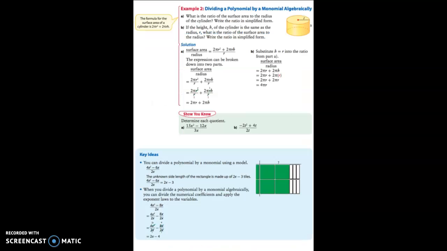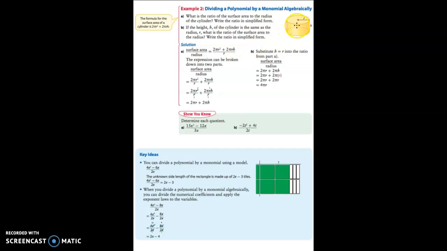Our second example is a problem-solving example, and you're being asked for the ratio of the surface area to the radius of the cylinder, and then write the ratio in simplified form. So what you need to do is find out the surface area of the cylinder. And we know that the surface area of a cylinder is 2 pi r squared plus 2 pi r times h. Okay, we've looked at this before.